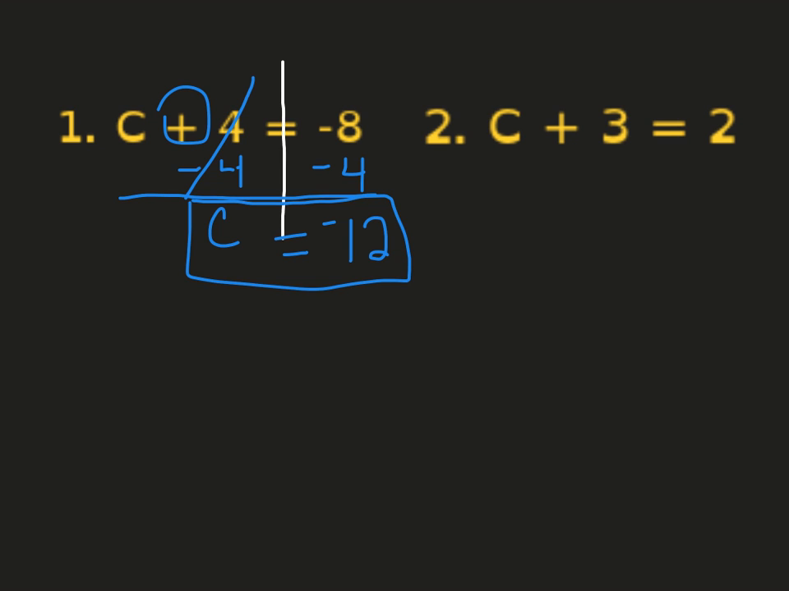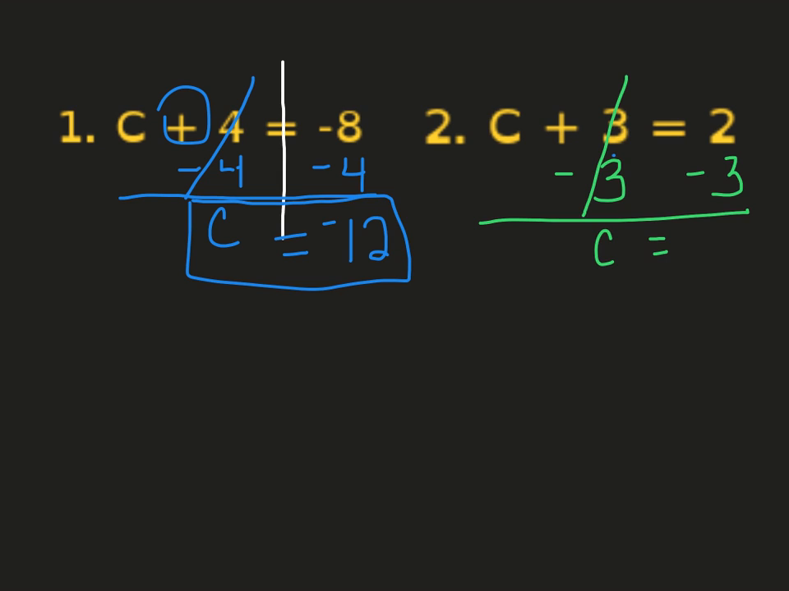Number 2, c plus 3 equals 2. So I need to get, again, the c by itself. And what's keeping the c from being by itself is this positive 3 or plus 3. So that's what I'm going to get rid of. So I'm going to do the opposite of addition or positive, which is subtract or negative. Okay, now these cancel out. Remember, positive and negative cancel each other out. I'm left with c equals.